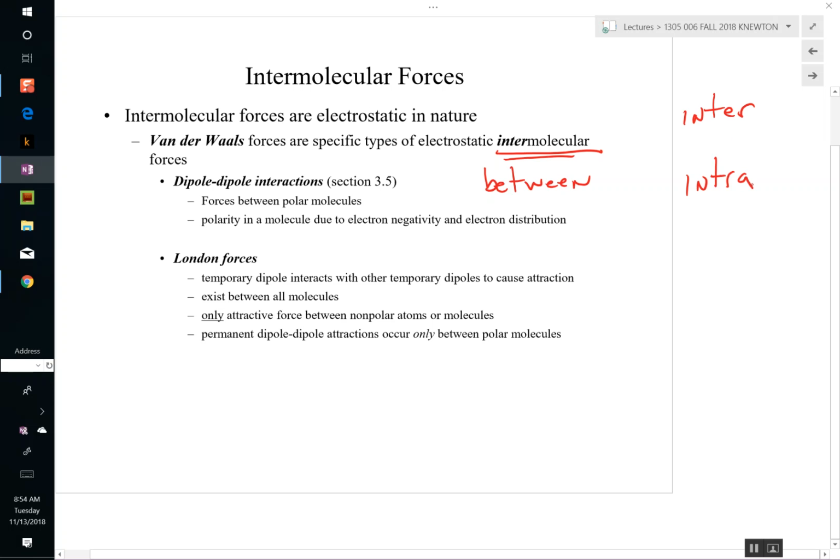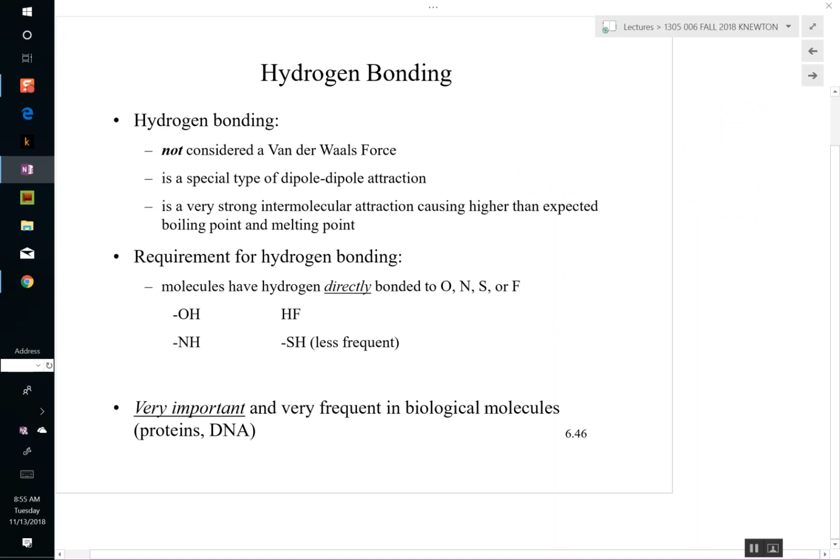In high school, you had intramurals, right? One class playing another class in the school. Intermurals would be one school playing another school. Schools playing between them, all right? So between, within. So we're talking about forces occurring between molecules. So here's the one I want you to know about, hydrogen bonding. This is an important intermolecular attraction or force to take into consideration.